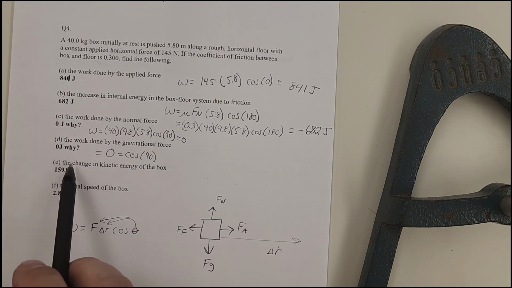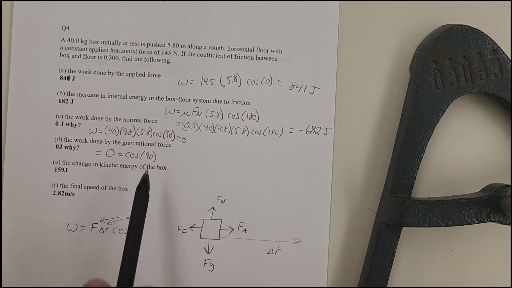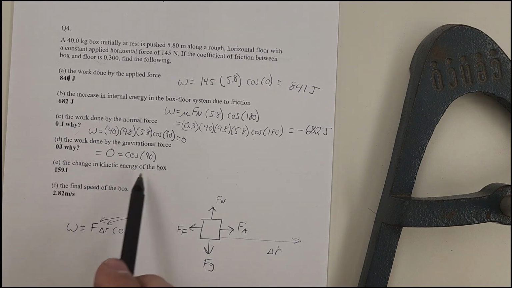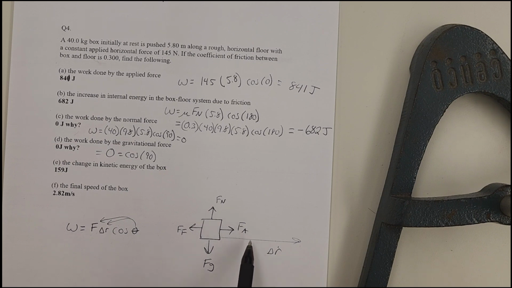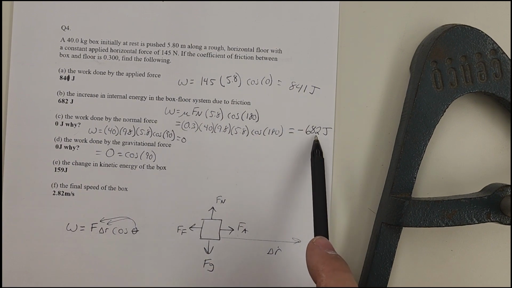Let's look at part E. What's the change in the kinetic energy of the box? So you see we've done all of our forces now. A was the acting force, friction force was part B, C was the normal force, D was gravitational. So we've done all of our forces. What is the change in the kinetic energy of the box? Well, we are putting in 841 joules. Friction is taking out 682 of those joules.